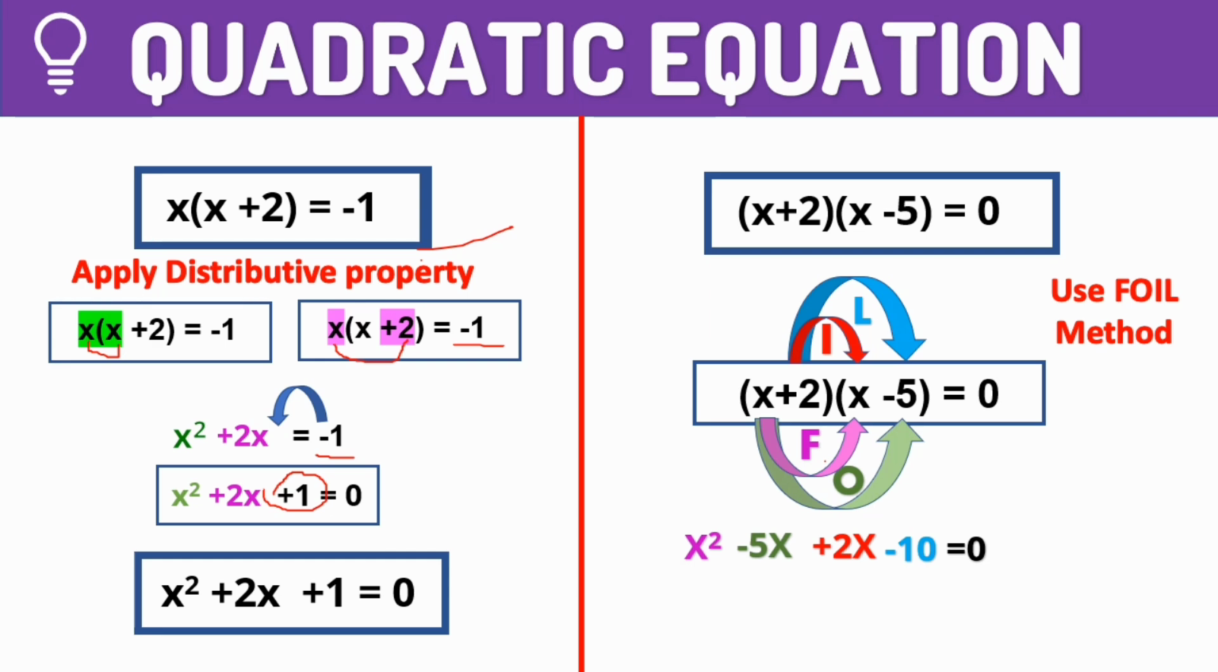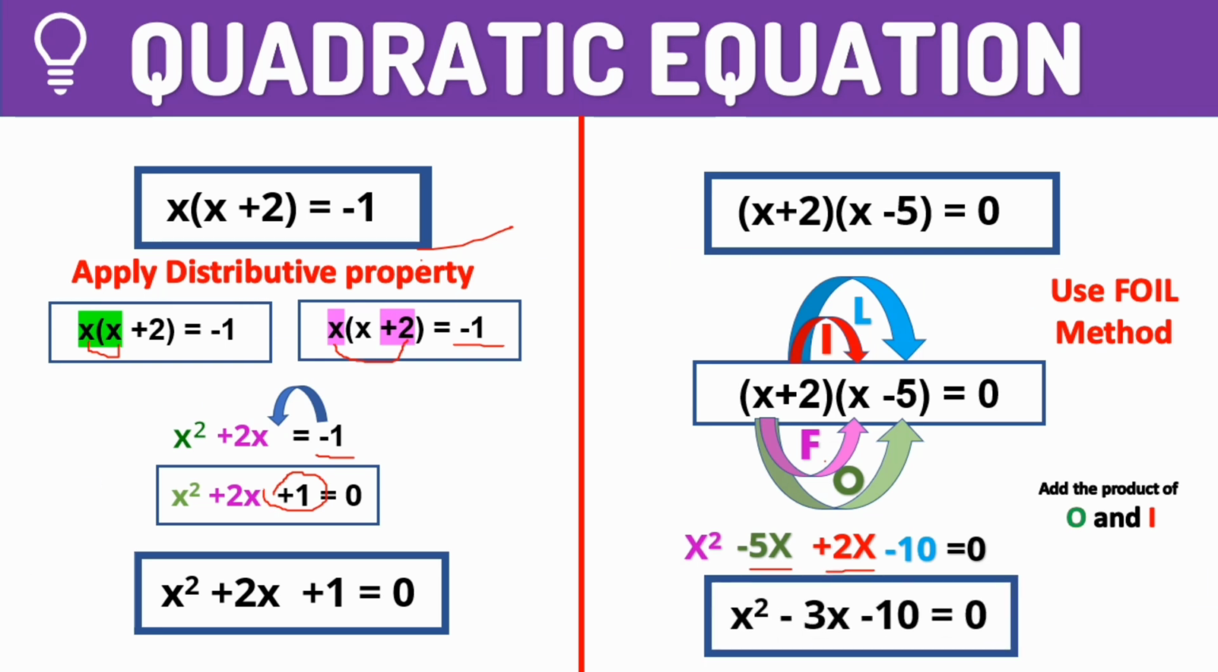But we can simplify negative 5 and positive 2, right? We can add the product of O and I. So negative 5x plus 2x, since they have the same term, we can simplify this. So the answer is negative 3x. Therefore, the final product is x squared minus 3x minus 10 is equal to 0. You see here that the highest exponent of the product is 2. Therefore, this example is also a quadratic equation.